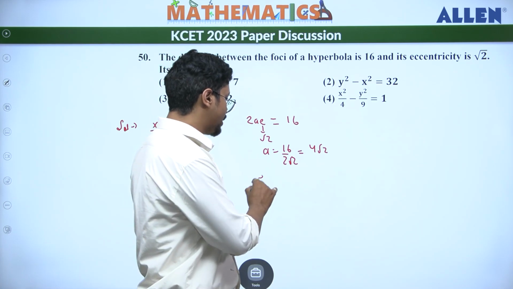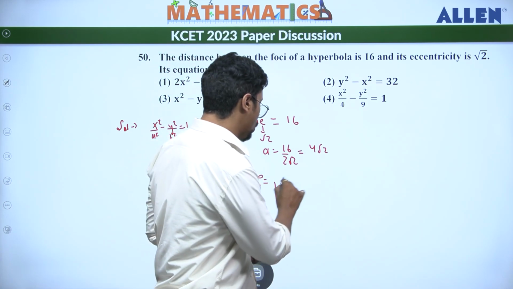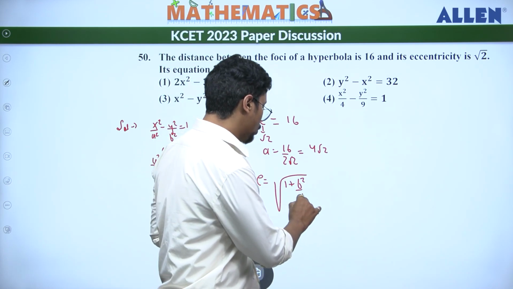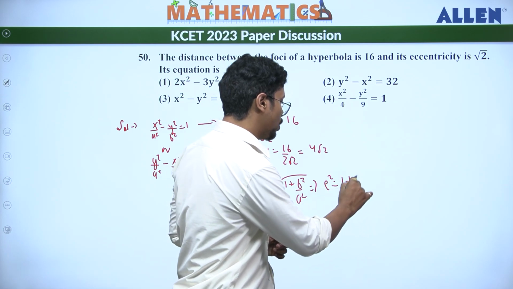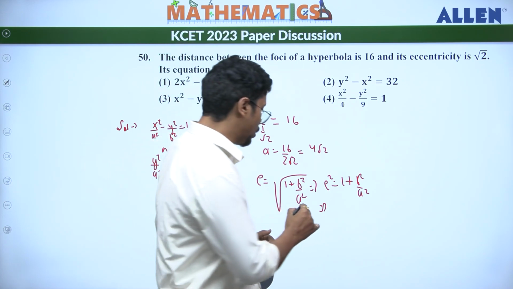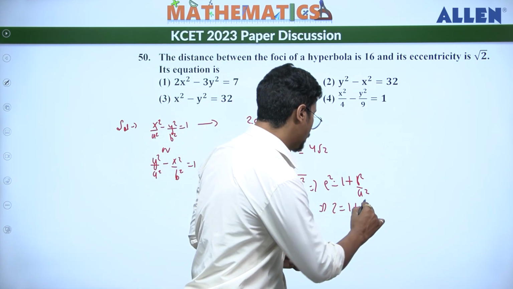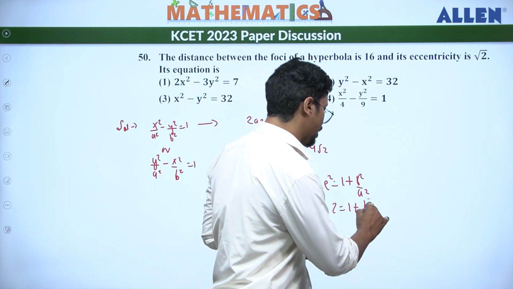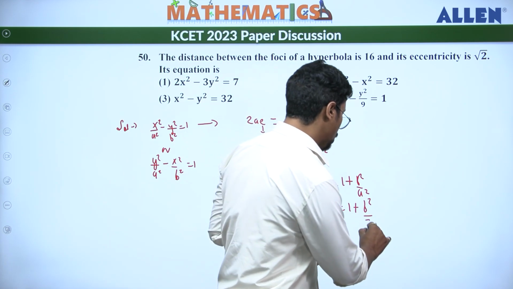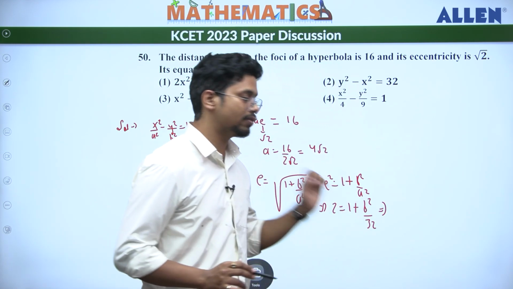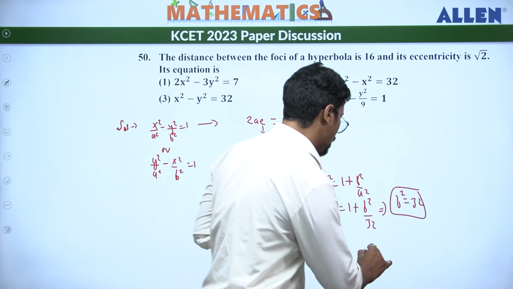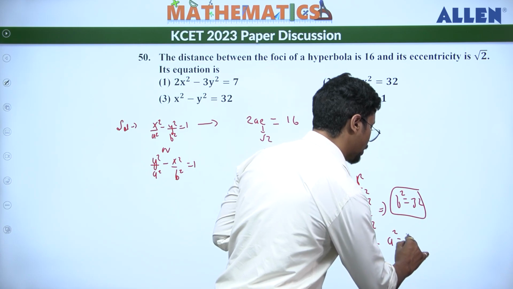Now all of you, we know that eccentricity value is equal to root over 1 plus b square by a square. So from here, e square value will be 1 plus b square by a square. E value is given out to be √2. So it will become 2 is equal to 1 plus b square, we are not aware, a square, we know very well, it is 4√2 whole square, which is 32. So on solving this, you will get 2 minus 1 into 32, so b square is equal to 32. So you will get b square as 32, and a square is 4√2 whole square, which is 32.